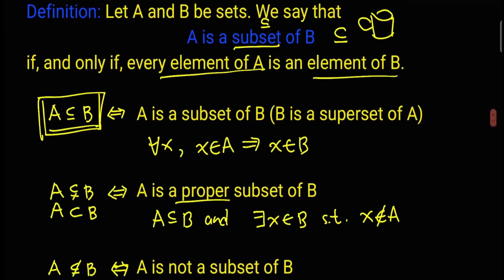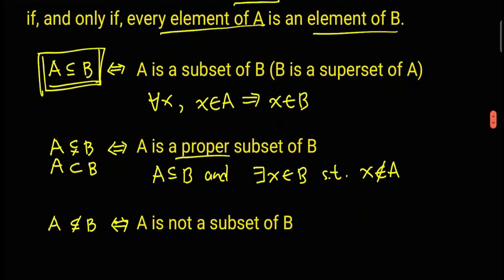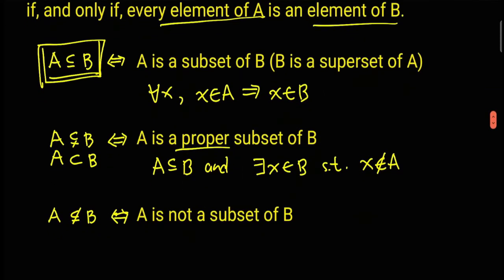Now, if A contains some element that is not in B, then we say that A is not a subset of B. And we write that by putting a slash again. In mathematics, when we say something is not, then we put a slash on the symbol. So the subset symbol with a slash means A is not a subset of B. Meaning, there is an element X in A such that this X is not in B. So, not everything in A is in B means A is not a subset of B.